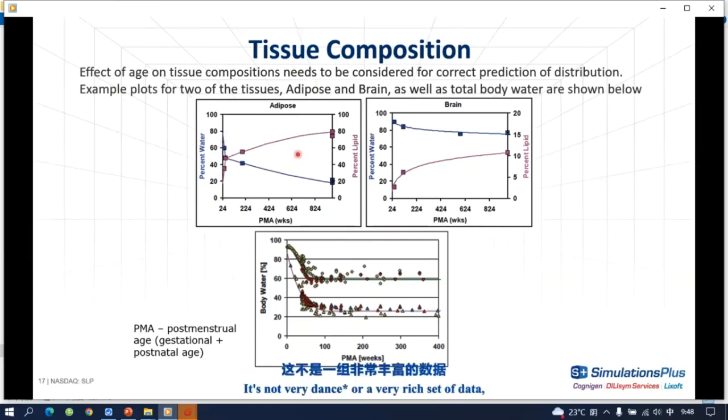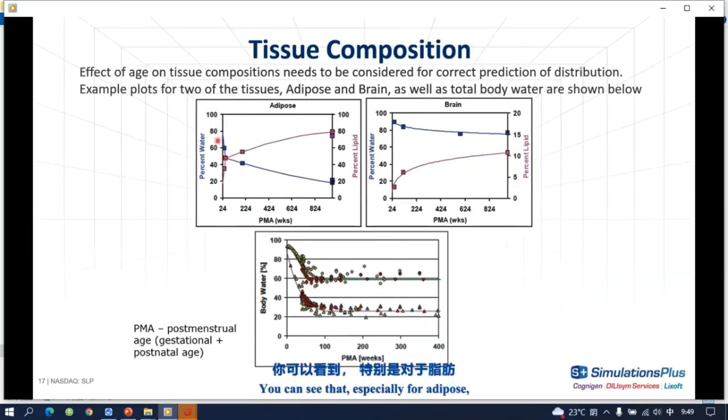And it's not a very dense or a very rich set of data, but we were able to find some information in the literature on how roughly the tissue compositions are changing over age. And here we are showing, and again, we are seeing most of the changes within that first year. These are showing from 24 weeks postmenstrual age. So these would be about 16-week premature born babies, all the way up to first year. Actually, no, these ones are going up to 18 years.